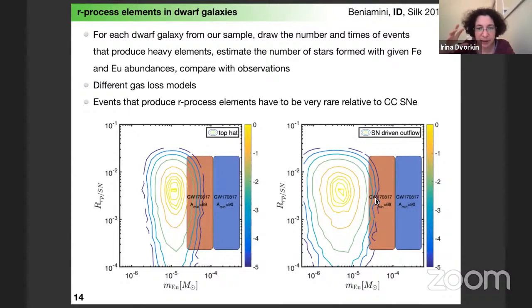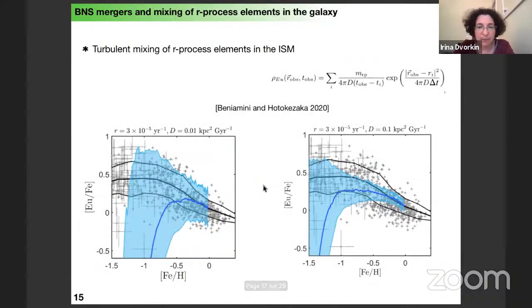So knowing that these explosions have to be rare, and we also have some constraint on the mass per event, can we say something more about the exact process that formed them? Another process that we need to take into account, and I'll come back to that a little later, is the turbulent mixing of these r-process elements in the interstellar medium. This is from a paper by Beniamini and Hotokezaka, where they proposed this semi-analytical approach to explain turbulent mixing.